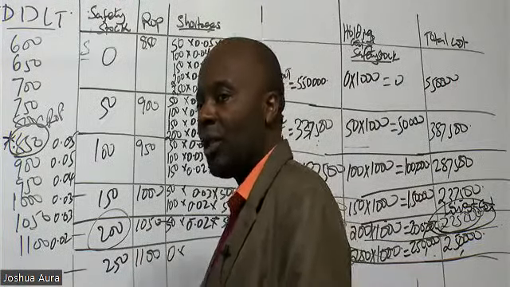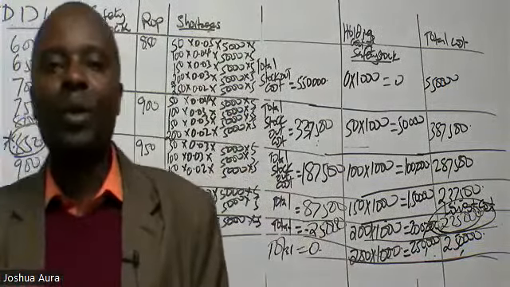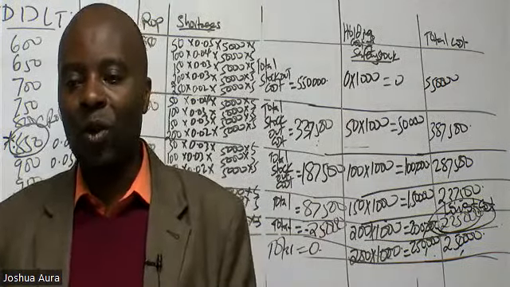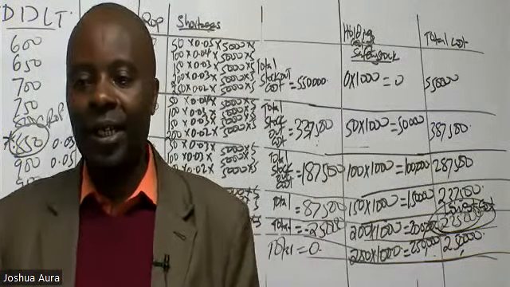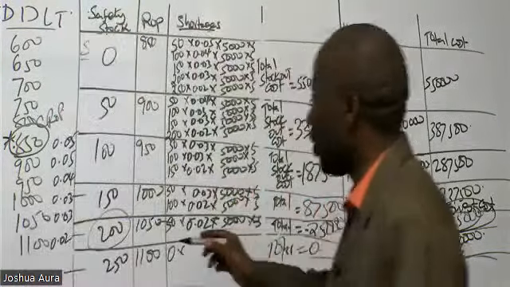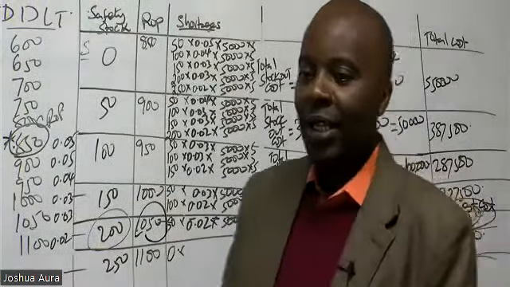Optimal safety stock is 200. And the optimal reorder point is how many units? The one that corresponds still to this, it is this 1050. It is 1050.